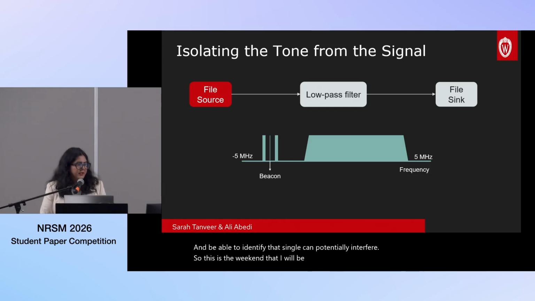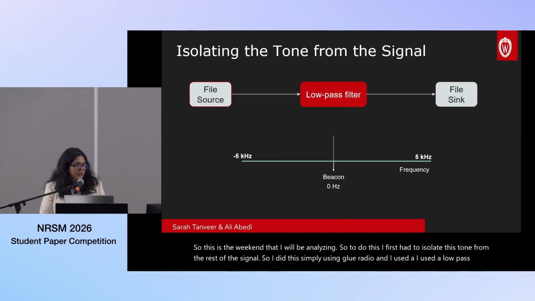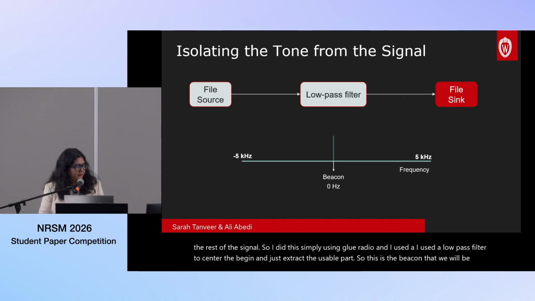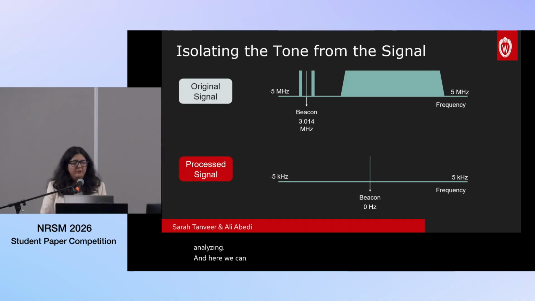So to do this, I first had to isolate this tone from the rest of the signal. I did this simply using GNU Radio, and I used a low-pass filter to center the beacon and extract the usable part. So this is the beacon that we will be analyzing. And here we can see the before and after signal processing.